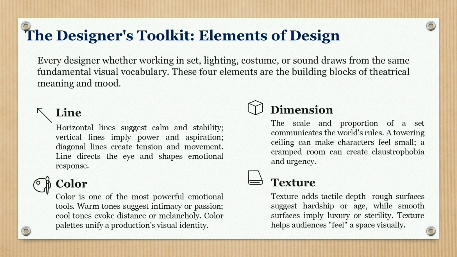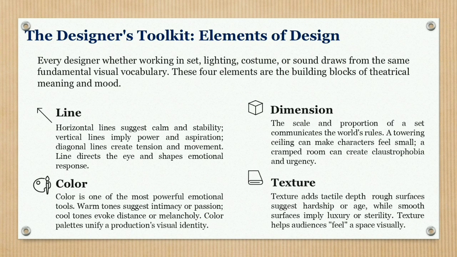Then come color and texture, the emotional heavy hitters. Color is used to signify status, mood, or even character arcs. A character might start the play in cool blues and end in warm oranges as they find happiness. Texture adds the final layer of realism. The rough grain of wood, the cold shine of metal, or the soft luxury of velvet tells the audience skin what the world feels like even if they cannot touch it themselves.